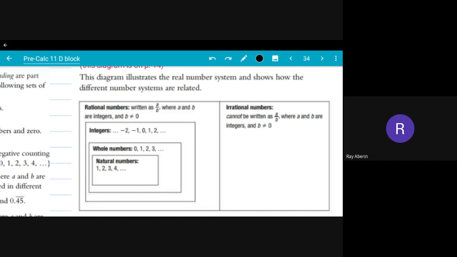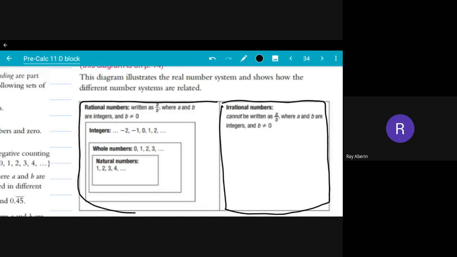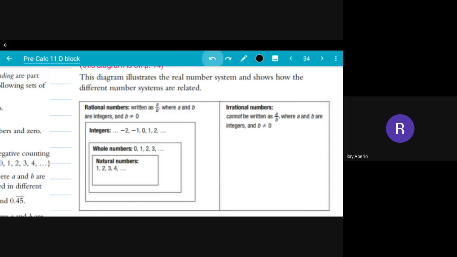Now, with this diagram, the only thing that I don't like about it, and I'll repeat what I said, is that the set of irrational numbers appears to be smaller than the set of rational numbers. So, like this box is smaller than this box, when in fact in higher math, the set of irrational numbers is actually bigger. It's actually bigger. Okay. So I think I'll stop there for now.